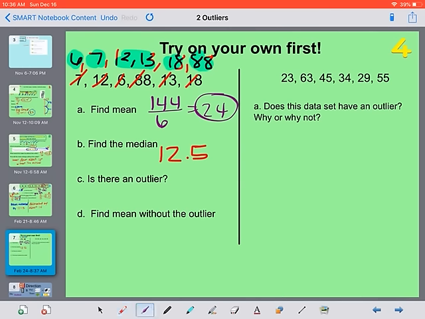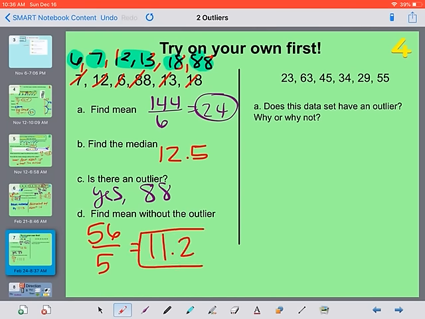Is there an outlier? Just by looking at these numbers, 6 to 18 is pretty close together. Then there's this huge number, 88. So yes, 88 is our outlier. Now find the mean without it. So instead of having 6 numbers, we only have 5. So we had 144 total before. If we subtract 88, our total was 56 without the outlier. So 56 divided by 5 gives us 11.2. So it made our average or our mean go down considerably.